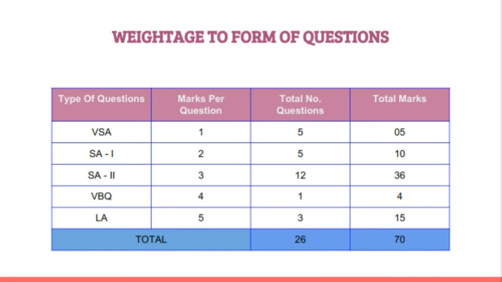Now, after understanding what the syllabus is and how many marks are allotted to it, let us see what forms of questions are asked in the examination. We have already discussed the types of questions asked in it. There are 5 types: very short answer type questions, short answer type 1 questions, short answer type 2 questions, value based questions, and long answer type. We have already discussed it, so you can just have an overview from this slide.